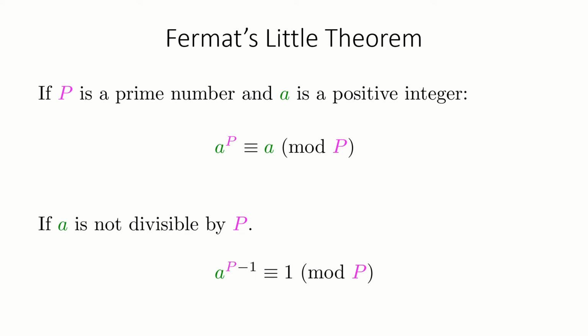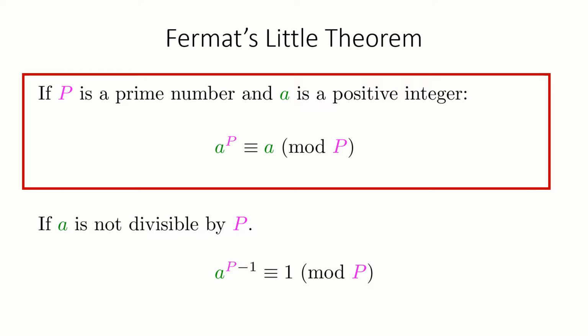Fermat's little theorem has two variants. The first variant is applicable in the case of any prime number and any positive integer. The second variant applies when a is not divisible by p. The first variant says that if a is any integer and p is a prime number, then a raised to the power p is congruent to a modulo p.